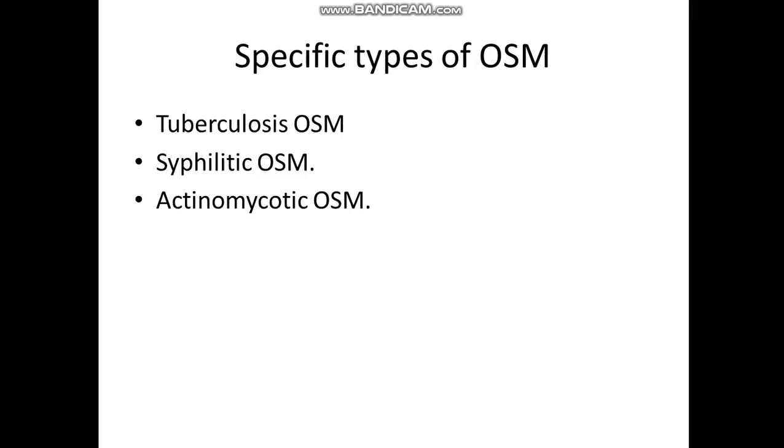In this lecture, we are going to discuss specific types of osteomyelitis. That means the causative microorganism is specific. It is not Staphylococcus aureus and it is not pyogenic osteomyelitis. As we mentioned previously, pyogenic osteomyelitis of the jaw bones usually occurs due to infection, usually associated with dental infection.